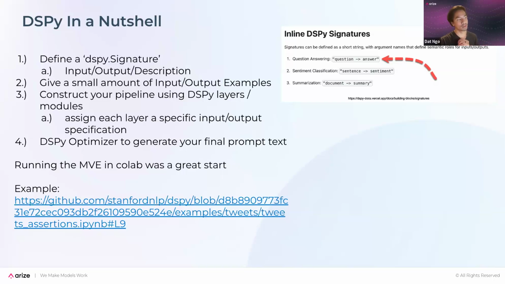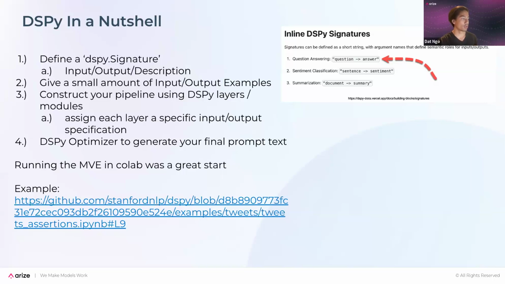Step two is you collect a very small number of examples of what that looks like: good versions of input, output, and examples from your real world of the task that you want it to look like. Three, you construct your pipeline using modules or DSPy layers. This is the part I don't know super well. It's really like building a pipeline to get the thing that you want. I think we'll go into depth on that later. And then four, finally, DSPy optimizes your prompt and generates your final text from the examples and your pipeline.